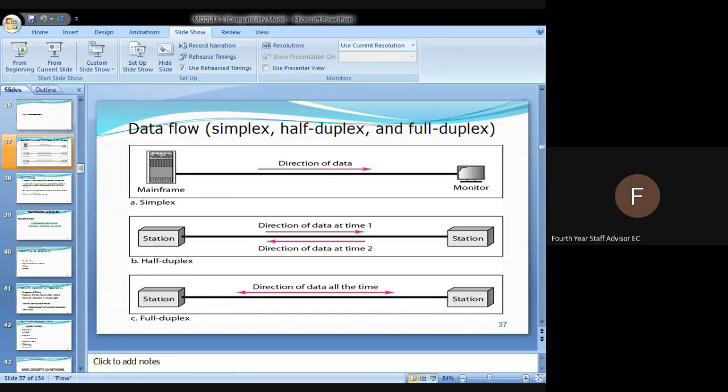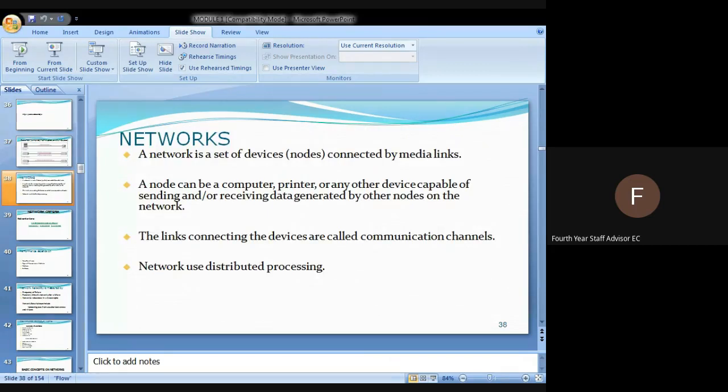Now, we will move on to the networks part. So far we were discussing data communication, its effectiveness, its components, and the different types of modes available. Now we are going into detail with networks. As you all know, a network is a set of devices. Those devices can be called nodes, and they are connected by media links.